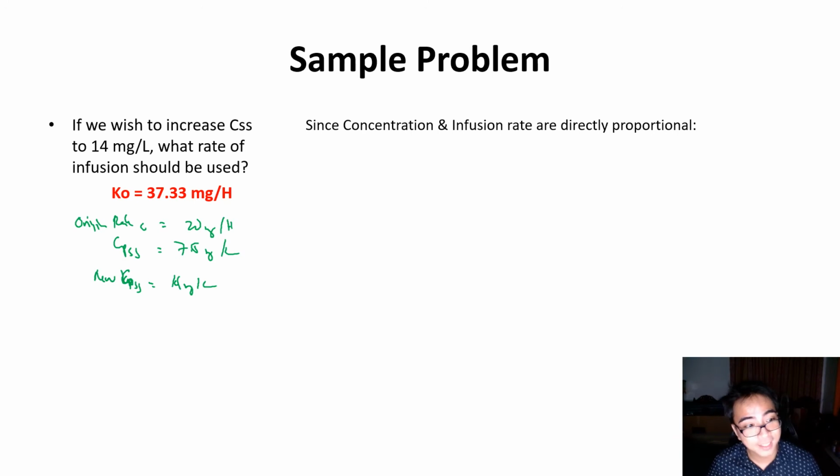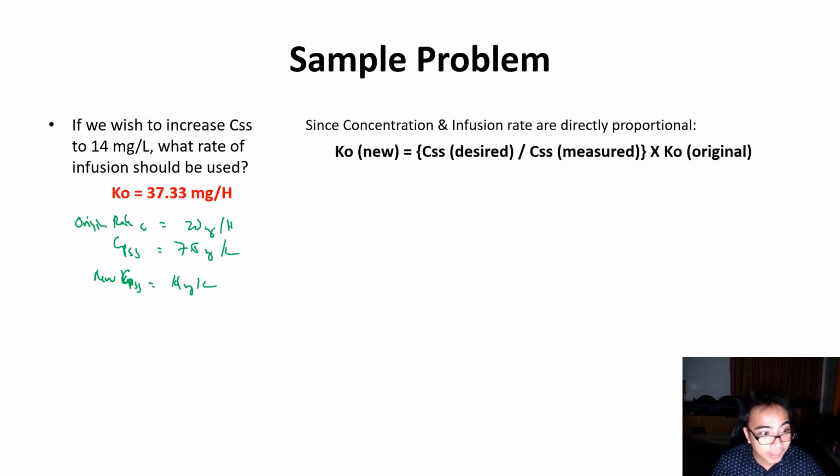And remember, class, similar to IV push kanina, provided class that the K and VD does not change, we can just do ratio and proportion pa rin. Okay, so ang formula dyan class would be K sub 0 new, the new rate of drug input, would be equal to ang desired CSS divided by yung measured CSS times the original K sub 0 na ginamit natin. So therefore class, K sub 0 new to achieve 14 milligrams per liter.